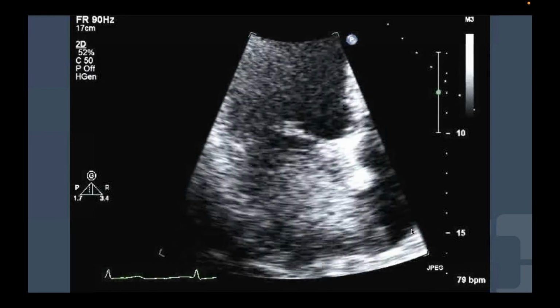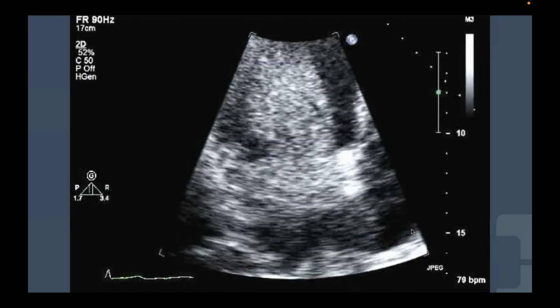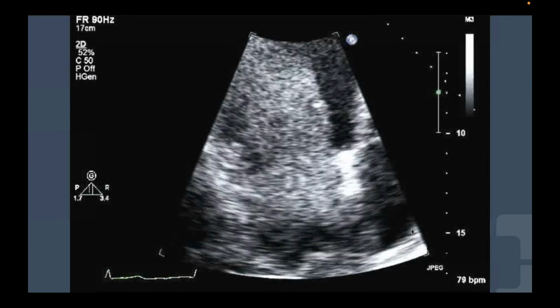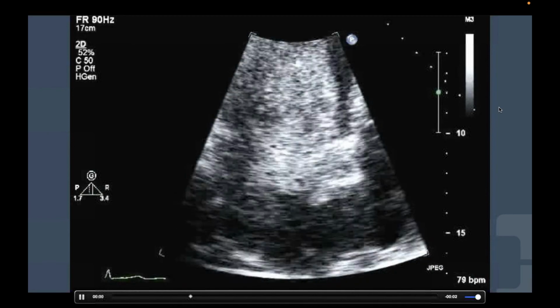And here's another view, and you can see the same concept. It just looks significantly larger on CT. Although on this view, it does look pretty large on echo for sure. So this turned out to be a myxoma.